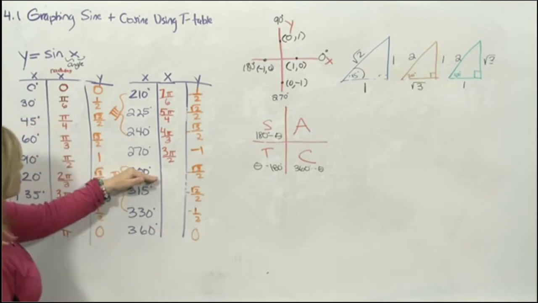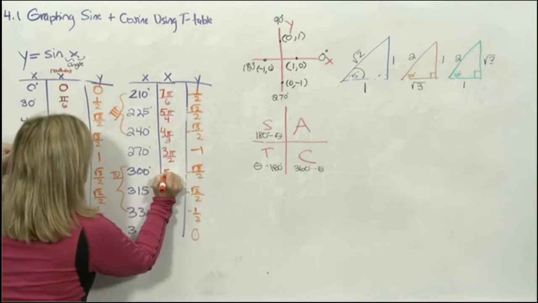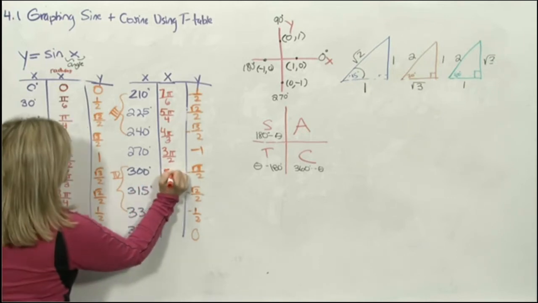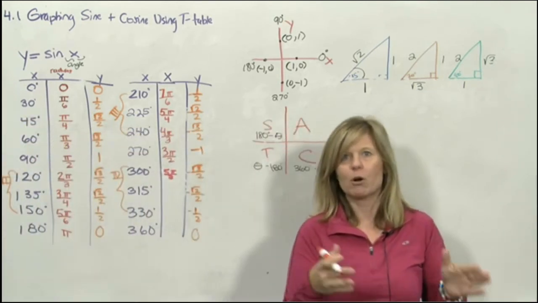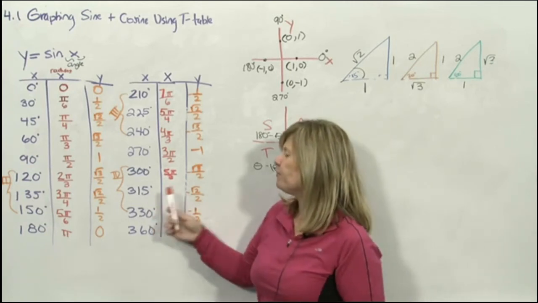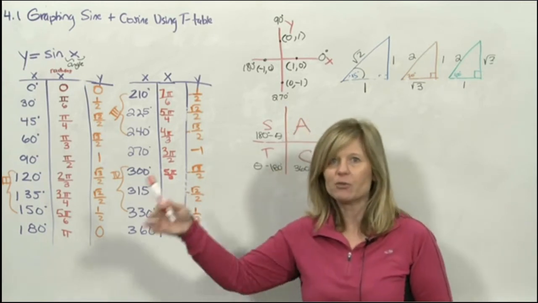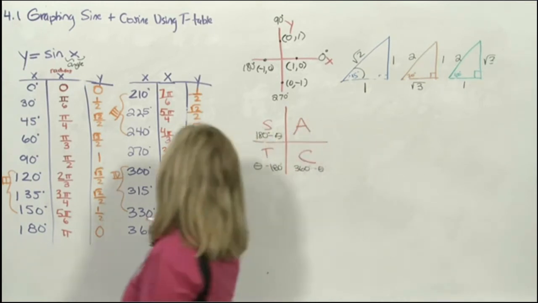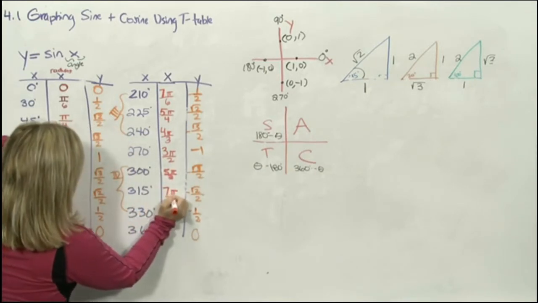300 also is a multiple of 60, right? How many 60s make 300? 5 60s make 300. So you could say, okay, this is 5 60s. 60 is pi over 3. So either way you look at 300, as a multiple of 30 or a multiple of 60, you're going to get the same radian measure. 315 is a multiple of 45. How many 45s would you add to make 315? That would be 7. So it's 7 times 45, which is pi over 4.